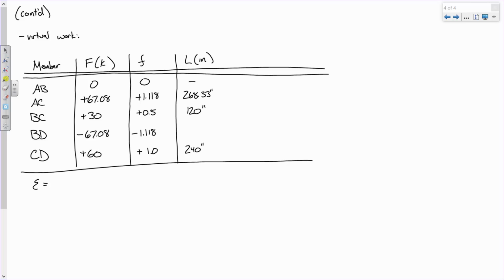Like that? All right, and so that's the case here. Once you've got those, remember it's FFL over EA. So we'll do little f, big F times L, and all that's going to be in inch kips. I'll start you off. The first one's 0. And I'll tell you what, if you give me the next one, I'll do the rest. So for row AC, what's AC going to be?